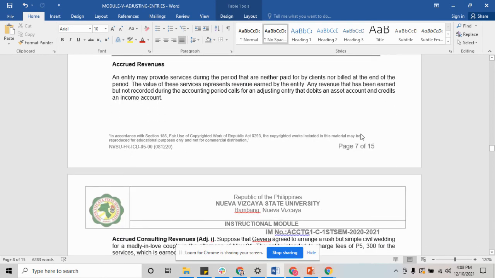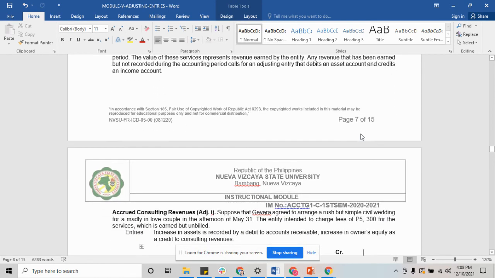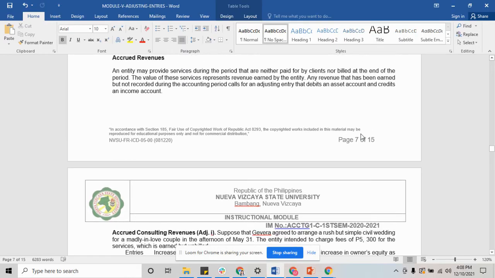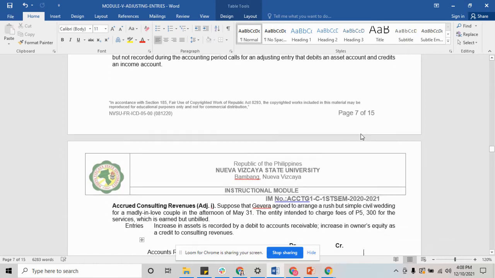Next is the accrued revenues. An entity may provide services during the period that are neither paid for by the clients nor billed at the end of the period. The value of these services represents revenue earned by the entity. Any revenue that has been earned but not recorded during the accounting period calls for an adjusting entry that debits an asset account and credits an income account.